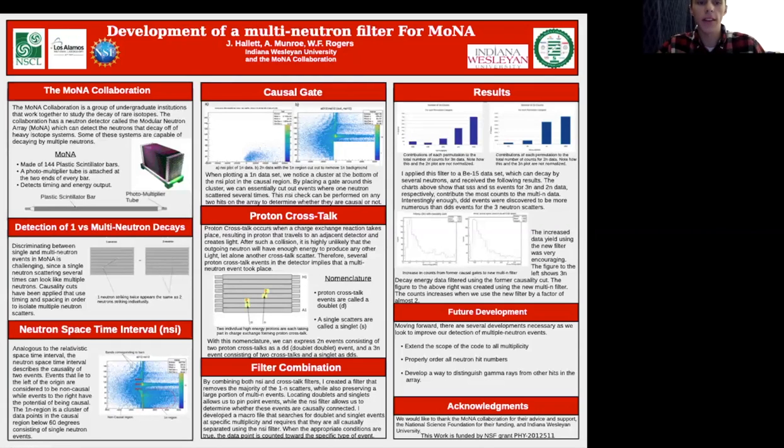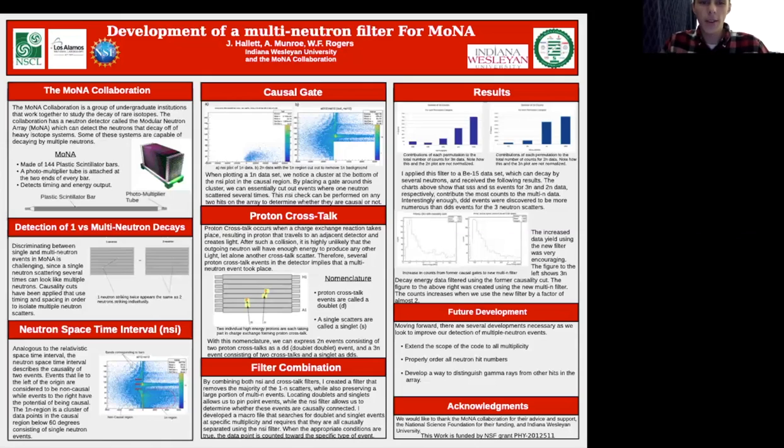So in order to cut out the single neutrons, so we're left with only the multiple neutron events, what I did was I plotted a single neutron data set in the angle versus NSI plot. And what you can see is there's this cluster of single neutrons in the lower right-hand region. So what we can do is we can cut those out, and what we're left with is only multi-neutron events when we're looking at a data set containing both multiple neutrons and single neutrons.